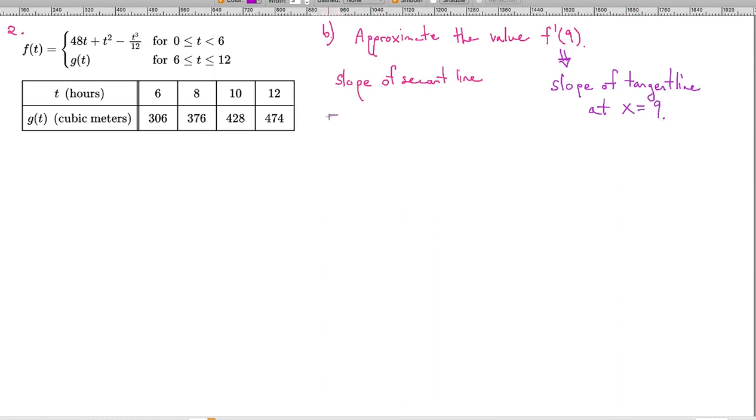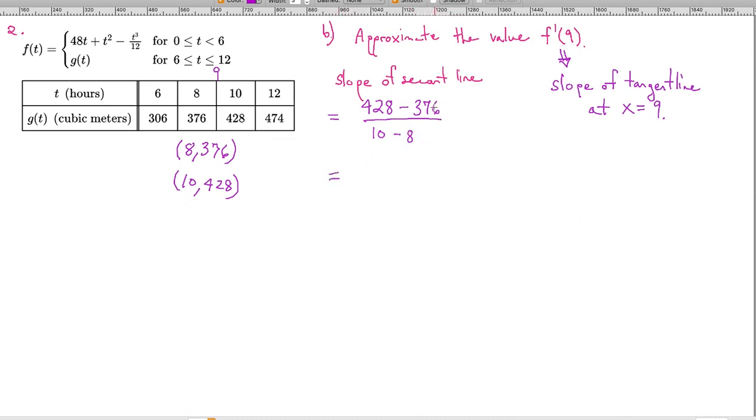Now, the slope of the secant line is going to be equal to, again, you want to get the closest you can to 9. 9 is between the 8 and the 10. So I find the slope of the secant line joining these 2 points. This point right here, (8, 376), and then (10, 428). And I have here y2 minus y1, 428 minus 376, over 10 minus 8.